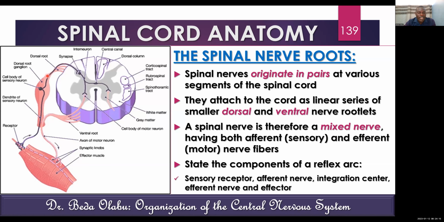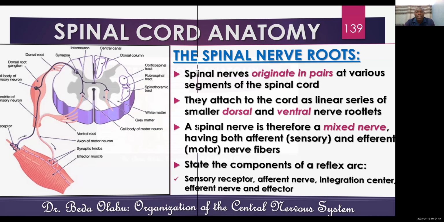The sensory nerve terminates in the integration center. The integration center here can either be a brainstem or a spinal cord. So it doesn't have to be a spinal cord. It could also be the brainstem. But in this case, we have the spinal cord. From the integration center, we have an efferent nerve, which is the motor neuron. And from there, we have the effector. The effectors are usually muscles in this case. So those are the basic components of a reflex arc, just in case.